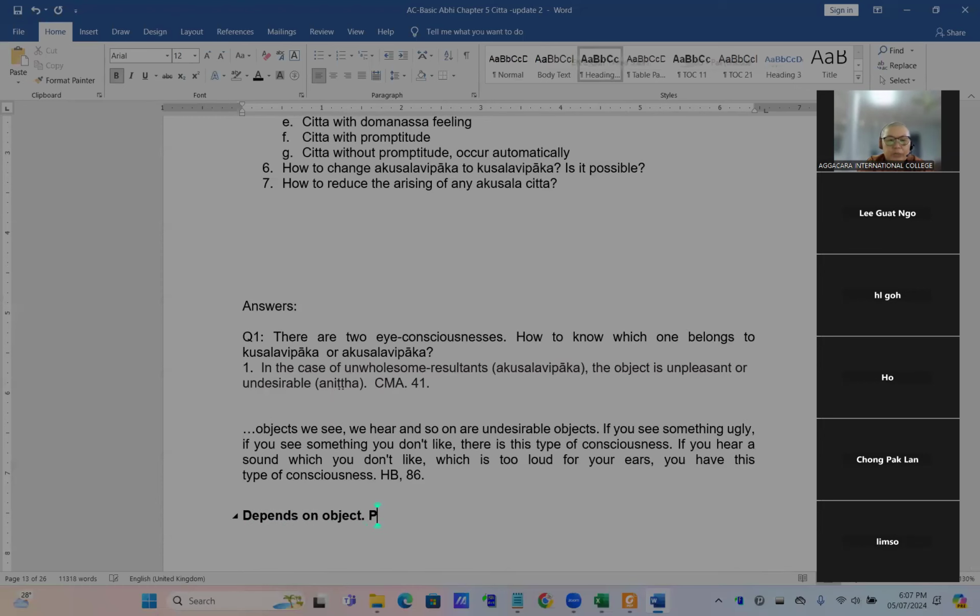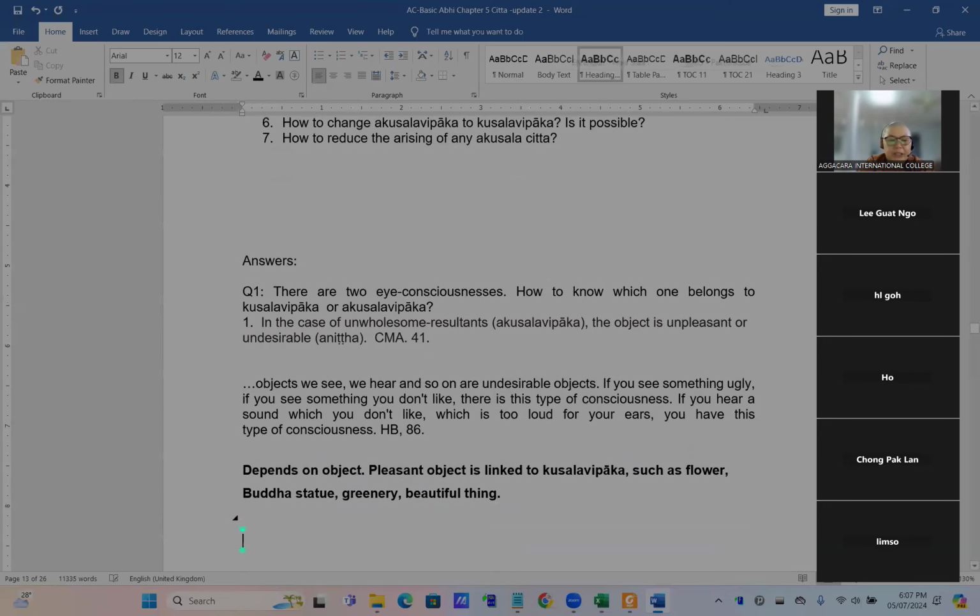All right. So a pleasant object is linked to kusala vipaka. We take it in this way. What is a pleasant object? Such as, I think I already mentioned, a flower, maybe a Buddha statue, maybe greenery, something that you like, maybe a beautiful man or woman or beautiful things, right?